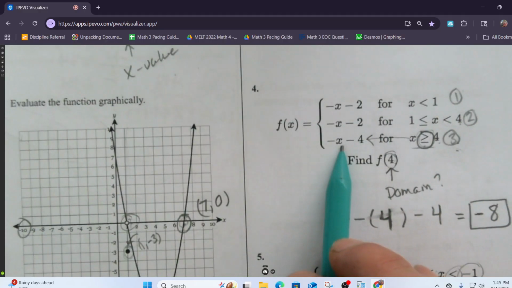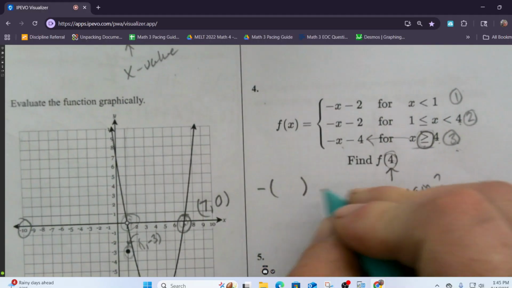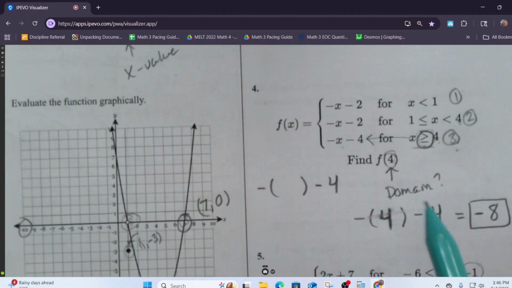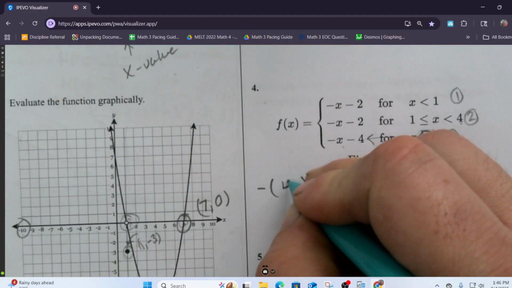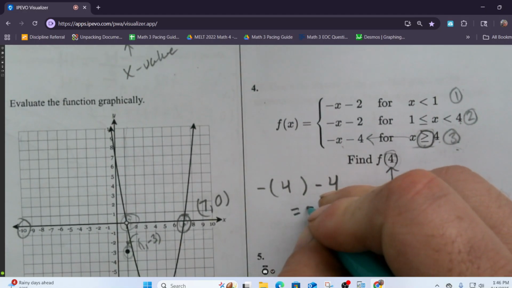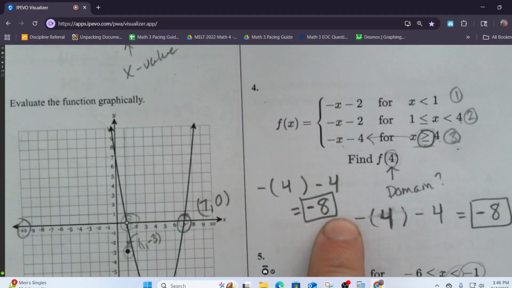You come over here, where the x is, you take it out, put a parenthesis. So I just took the x out. And then you plug in the number that they give you, which is a 4. And if it was me, I would put that in Desmos the way I see it if I'm not sure about my integers. But that would give me a value of -8. This would be your answer.